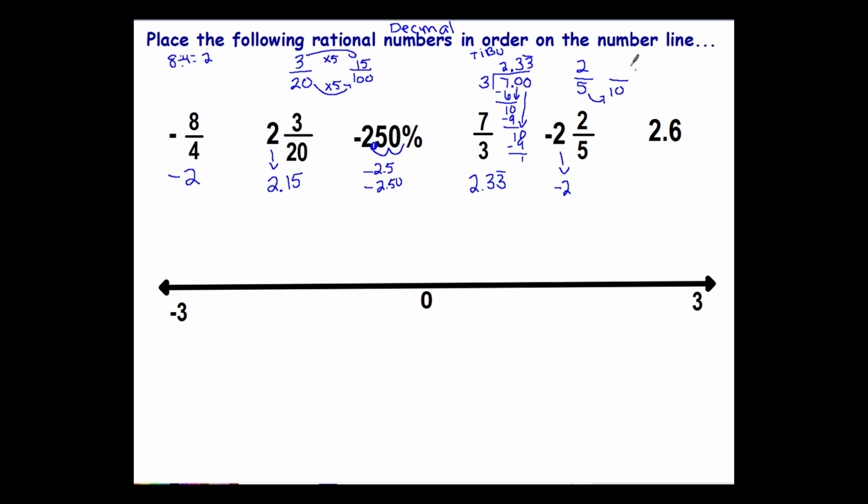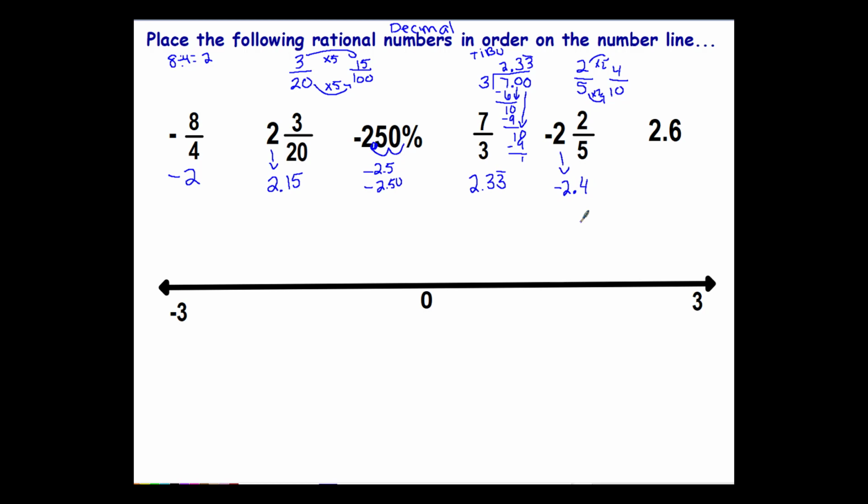Remember that whenever we're converting a fraction to a decimal, I'm looking for denominators of 10 or 100. So this 5 easily converts into a 10 by multiplying it by 2. So I do the same thing to the top. 2 times 2 is 4. This is 4 tenths. So my decimal is negative 2.4 or negative 2 and 4 tenths.